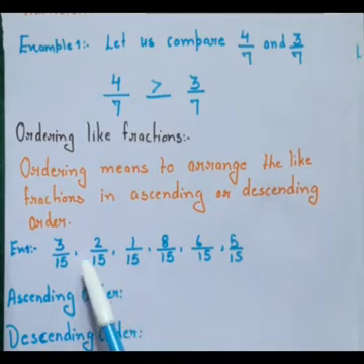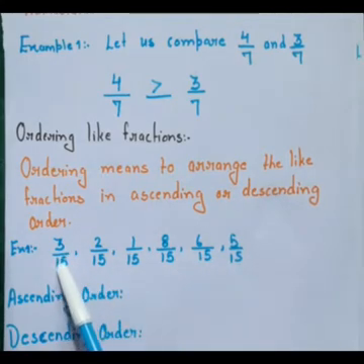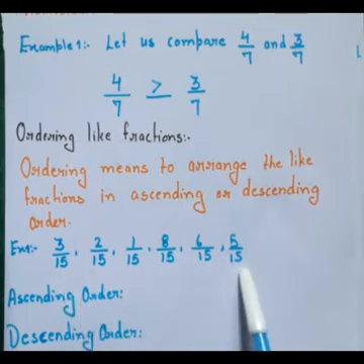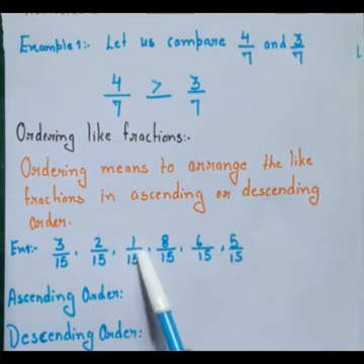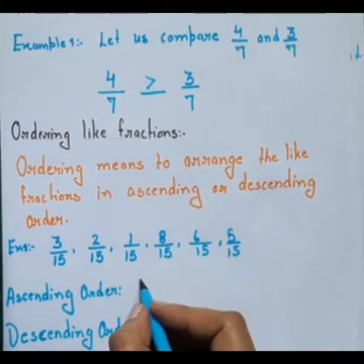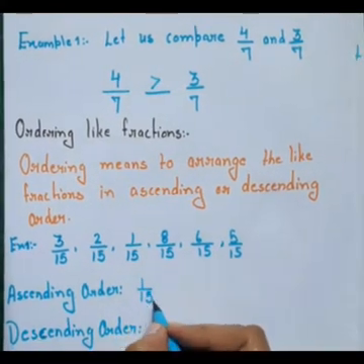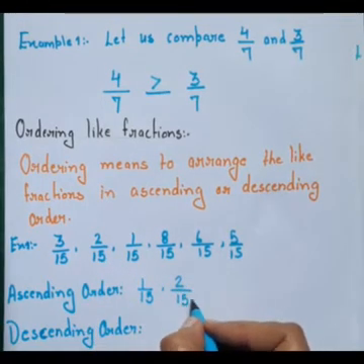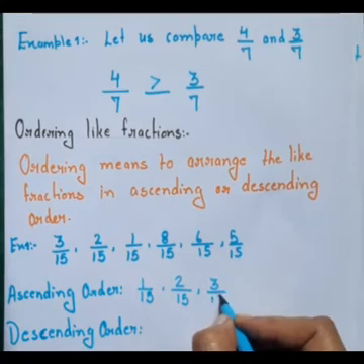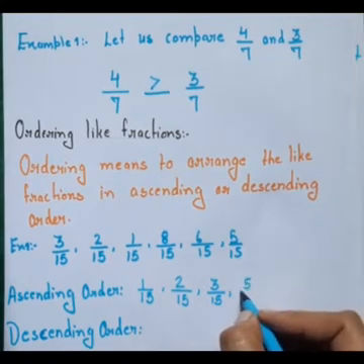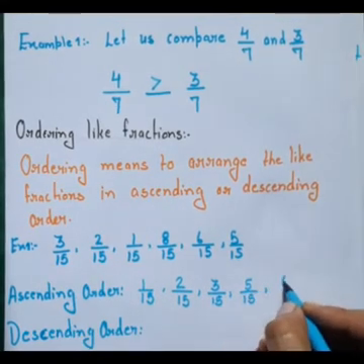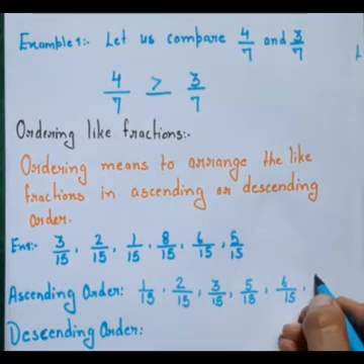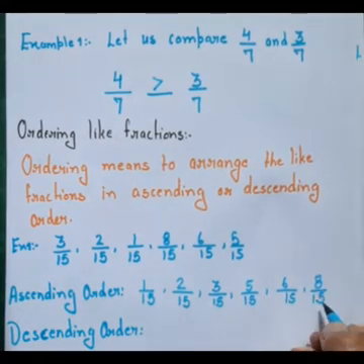Okay, now come to this fraction. Leave the denominators because denominators are same. You only have to see the numerator. So which is the smallest? 1 is the smallest. So you will write 1 by 15 and next will be your 2 by 15, then your 3 by 15, then 5 by 15, then 6 by 15 and last one will be your 8 by 15. So you have arranged them in ascending order.